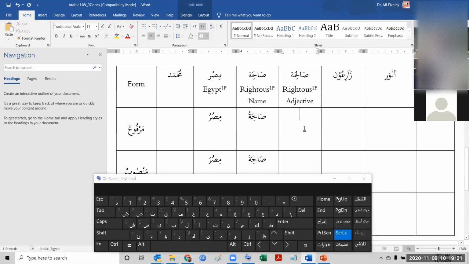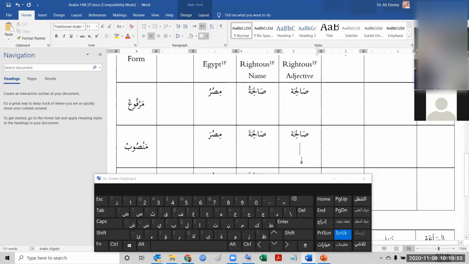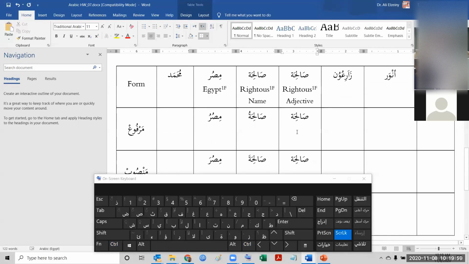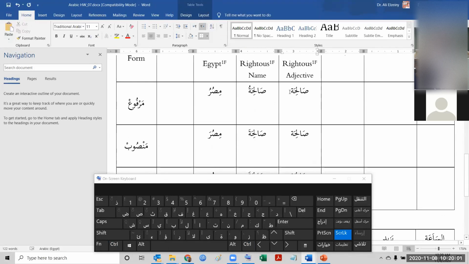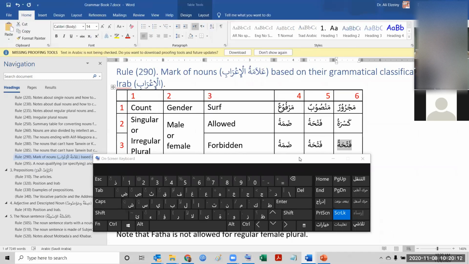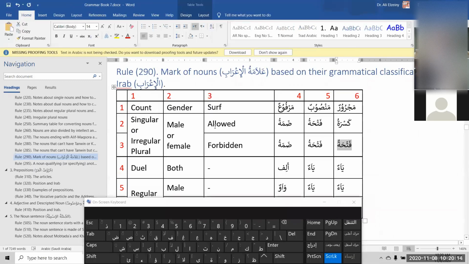But if it's not a name, if it's just an adjective or noun, then sarf is allowed. If we go back to the book of rules, we see here sarf is allowed because it's a noun, not a name. So it's dhamma, fatha, kasra. Marfo3, dhamma; Mansob, fatha; Majror, kasra.